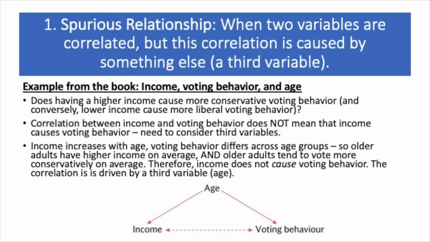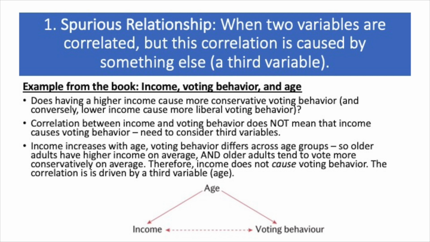So in the book example, they consider age. We expect that income is going to increase with age, right? Hopefully, with more work experience, more education, promotions, income's going to increase with age. In addition, there's evidence out there that there are age differences in voting behavior, whereby older adults on average, right, there's a lot of variation. This is not saying everybody of a certain age group votes this way, but on average, older adults tend to vote more conservatively, whereas younger adults tend to vote more liberally. Of course, that's not a perfect relationship there, but on average, we might say that.